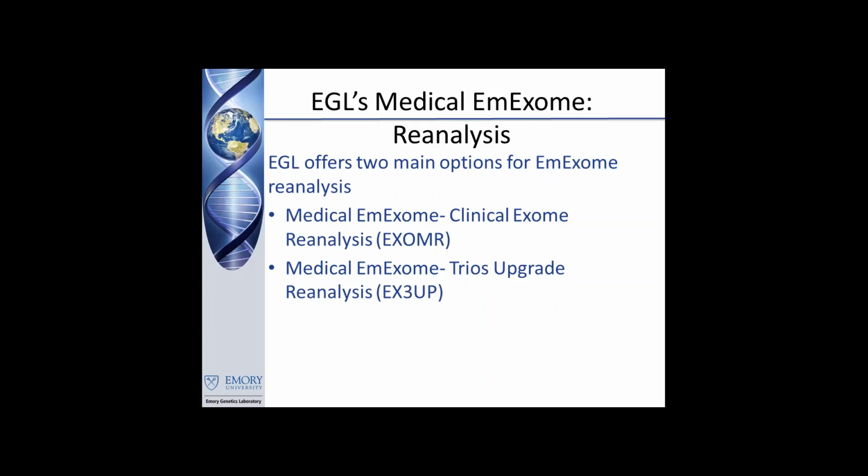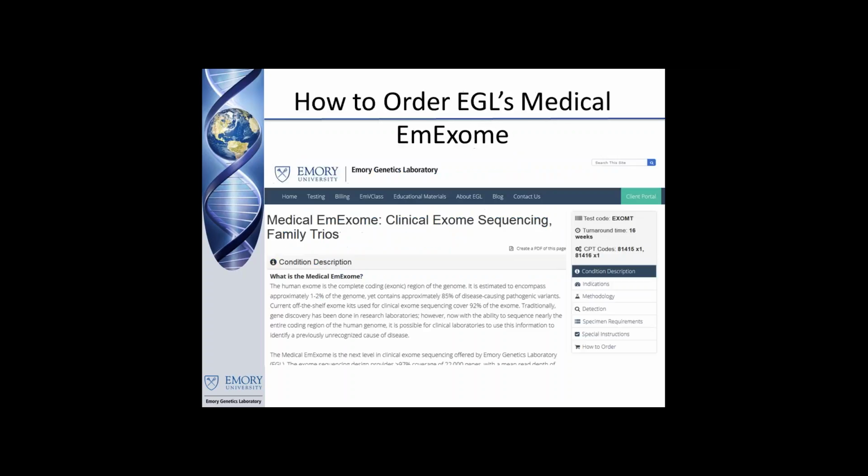The second option is our trios upgrade option. Initially when we were offering exome sequencing, we were only offering proband only. Trios wasn't an option until later. So if you ordered exome a while back and only had the proband only option, or if you had to order proband only because parents weren't available when you sent for testing, we can offer this trios upgrade, where we'll go ahead and sequence the mom and the dad as well, and then look at their data with the reanalyzed proband data. And we have been able to resolve cases that were previously negative by doing reanalysis, so it really is a worthwhile option.